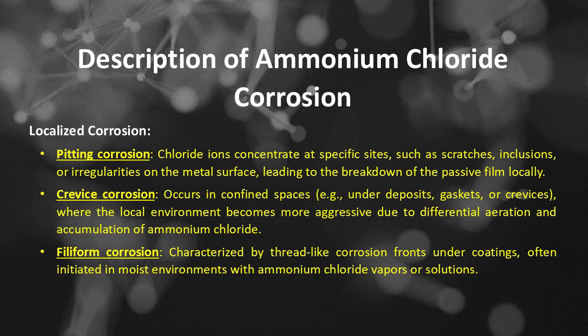Crevice corrosion occurs in confined spaces, for example under deposits, gaskets, or crevices, where the local environment becomes more aggressive due to differential aeration and accumulation of ammonium chloride. Filiform corrosion, characterized by thread-like corrosion fronts under coatings, is often initiated in moist environments with ammonium chloride vapors or solutions.